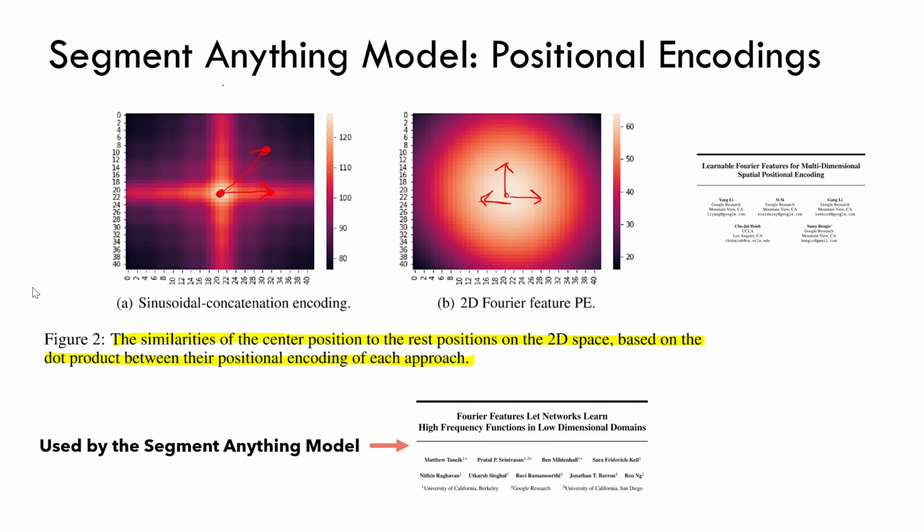And this idea was introduced in this paper: learnable Fourier features for multidimensional spatial positional encoding. However, this is not the paper used by Segment Anything. For Segment Anything, they use this paper here, but you understood why we needed a new kind of positional encoding. Basically, because we need a two-dimensional mapping of x and y, we need to give an x and y mapping to the model. We cannot just give them independently.